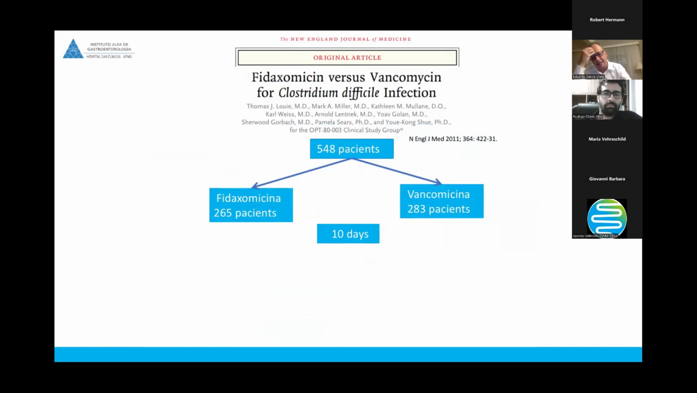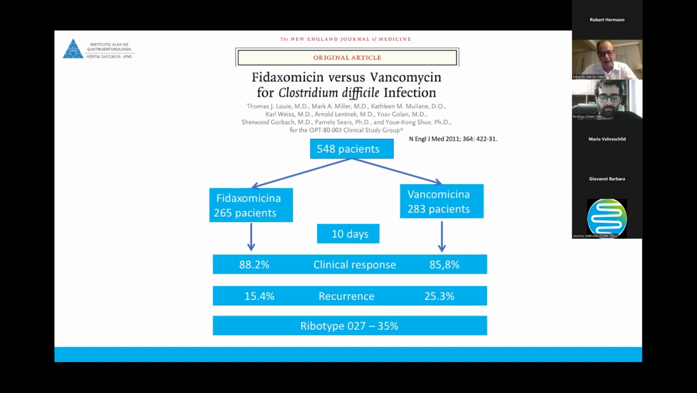Why is fidaxomicin the first choice when we have commercial use, like in countries in Europe and some countries in Latin America too, like Chile and Colombia. We have this drug here in Latin America. In this study, the clinical response was the same when comparing fidaxomicin to vancomycin, but the recurrence is smaller in patients who use fidaxomicin. And you have to pay attention to this sample: 35% of patients had ribotype 027.